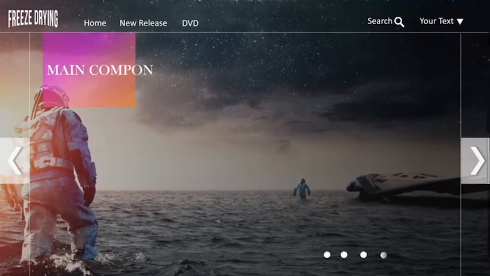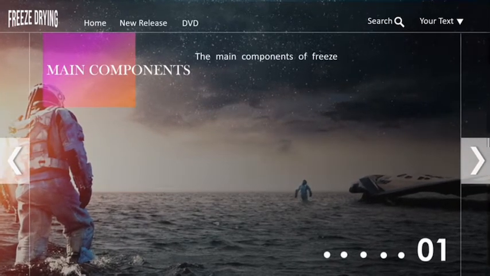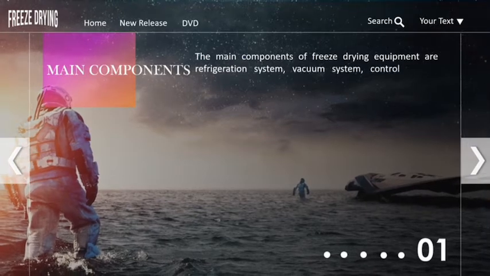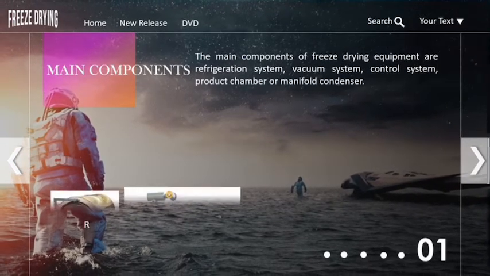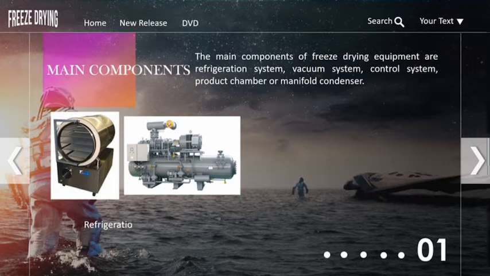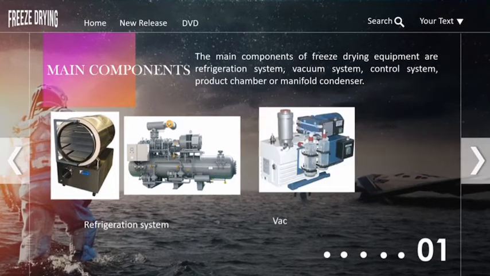The main components of freeze drying equipment are refrigeration system, vacuum system, control system, product chamber or manifold condenser.